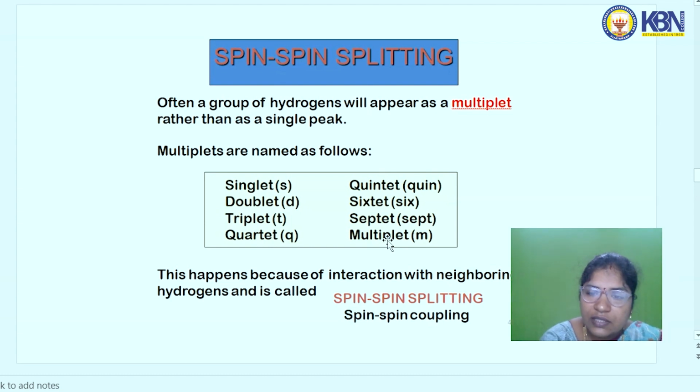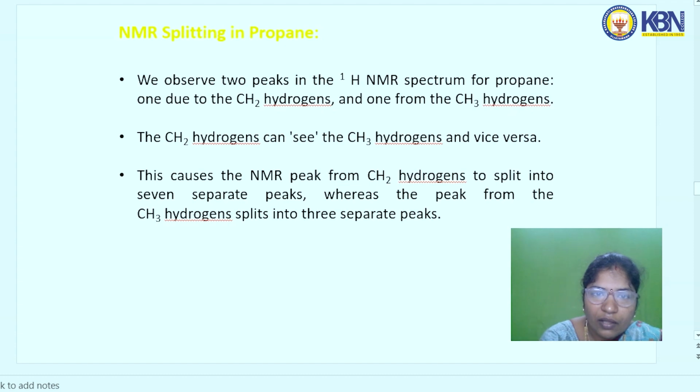This is said to be the spin-spin splitting formula. In the spin-spin splitting formula, the number of neighboring protons is denoted as a capital N, and the signal splits into N plus 1 peaks. That is said to be spin-spin splitting. In spin-spin splitting, N is equal to the number of neighboring protons that are attached to the observed protons. NMR splitting in simple propane.